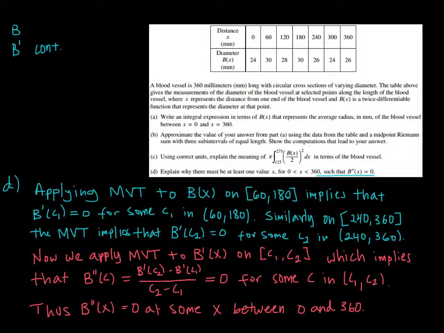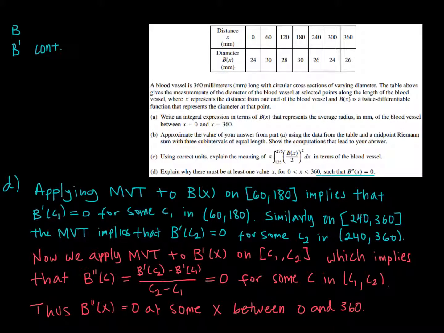And since b prime is continuous, the mean value theorem implies that the instantaneous rate of change of b prime, in other words, b double prime, will be equal to the average rate of change on that interval for some value c. So the average rate of change on that interval is simply b prime of c sub 2 minus b prime of c sub 1. Both of these are 0, so we have 0 over c sub 2 minus c sub 1, which is 0, for some c in that interval. In other words, b double prime of c has to equal 0 at some point in between c sub 1 and c sub 2. And therefore, b double prime of x equals 0 at some x between 0 and 360.